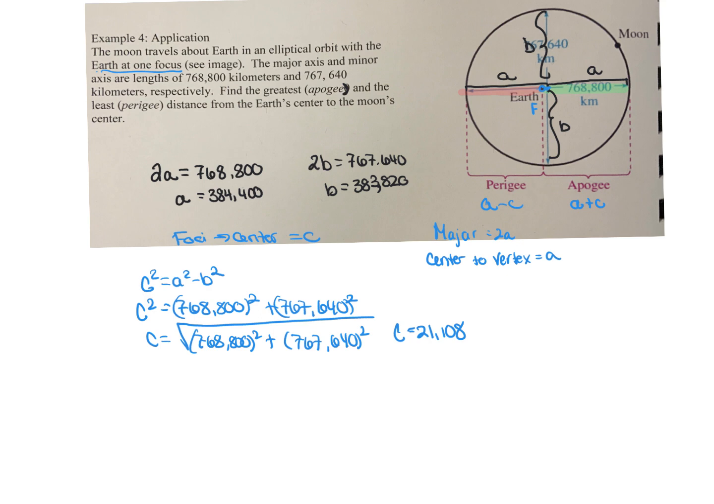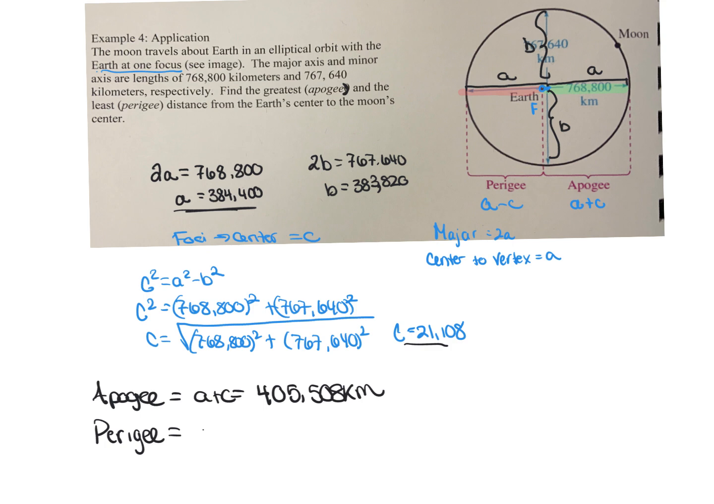And so now if I want to find my two answers, my apogee we wrote down was a plus c. That's going to equal my a value up here plus my c value right here, which should come out to be 405,508 kilometers. My perigee is a minus c, a minus my c value, which comes out to be 363,292 kilometers. So there's your two answers.